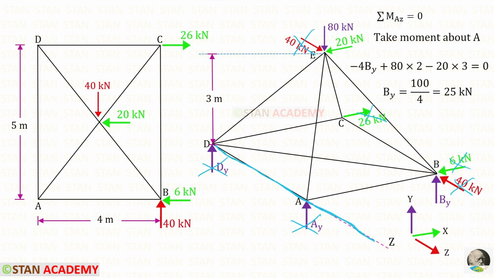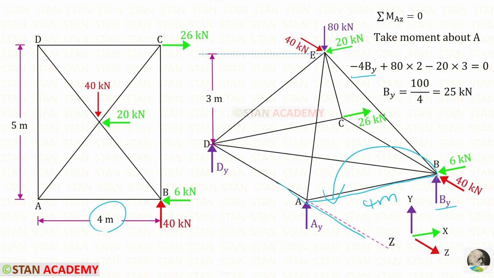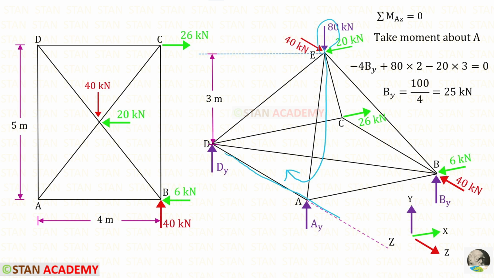You can see that. Now we can see how many are remaining. This 80 kilonewton, 20 kilonewton and this By. So totally 3 are remaining. By is acting in the anti-clockwise direction about this, and this is the distance we have to take. This distance is 4 meter. So minus 4 By. This load is acting in the center and it is acting in the clockwise direction about this line, so it will be positive. We have to take this distance, half of 4 meter, so it will be 2 meter.